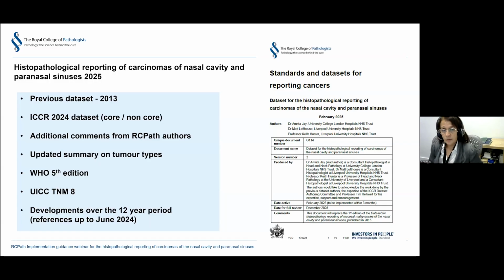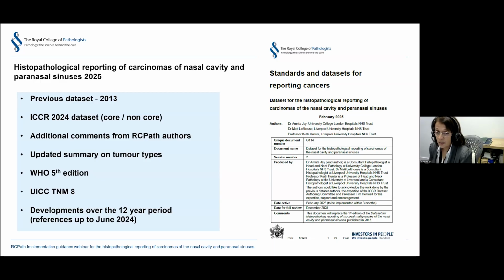So the current data set was published on the RCPath website in February 2025, whereas the previous data set was about 12 years ago in 2013, and that was authored by Professor Tim Halliwell and Dr. Julia Volker. So we do have quite a lot of developments in that 12-year period. So we have updated some of our references up to June 2024.